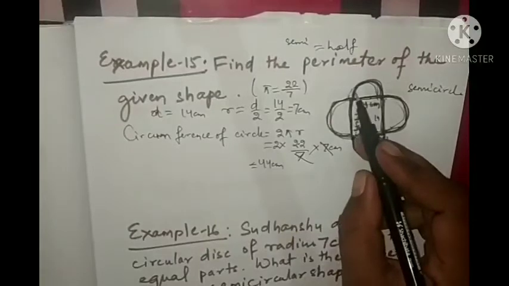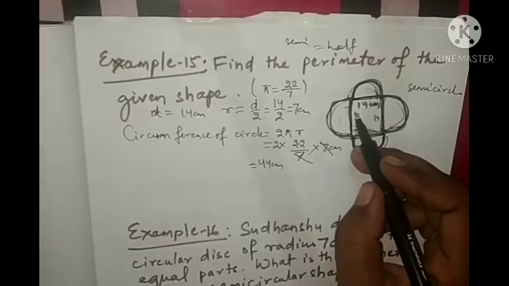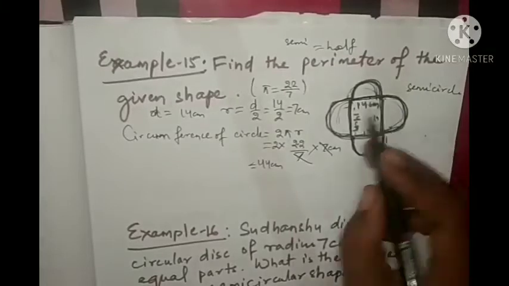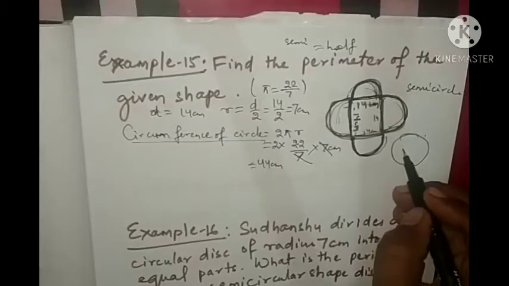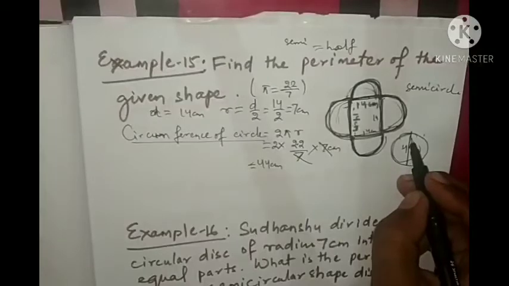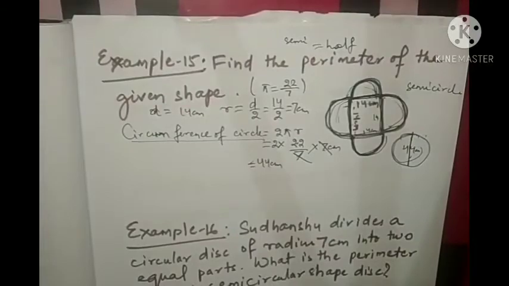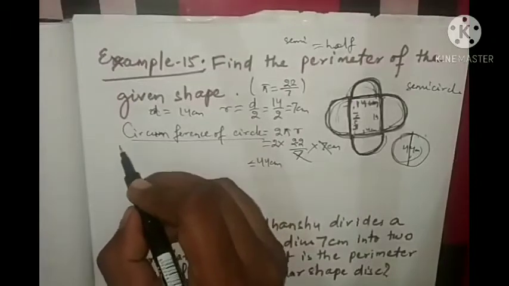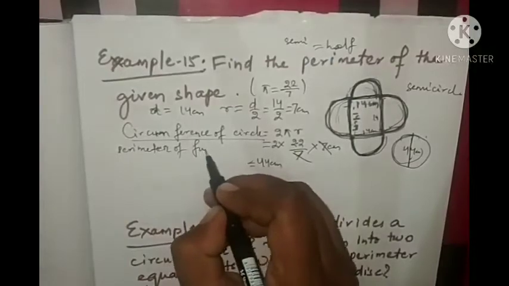If the perimeter of the full circle, meaning the circumference of the full circle, is how much? It is 44 centimeter. But half is how much? Half means what? This is the half. If perimeter of full circle means circumference is the what? Perimeter of full circle.